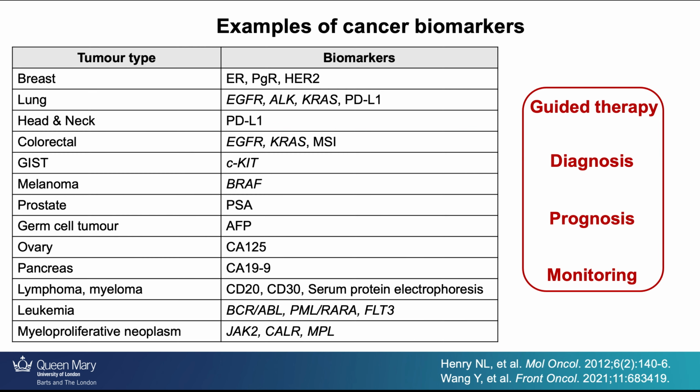This table demonstrates examples of cancer biomarkers according to tumor types. Some biomarkers can provide more than one performance, such as hormonal status in breast cancer, especially ER or estrogen receptor, that can guide treatment to use tamoxifen and also provide prognostic information. If the estrogen receptor is positive, it will be interpreted into the luminal category in the molecular classification of breast cancer, which has a better prognosis and survival.